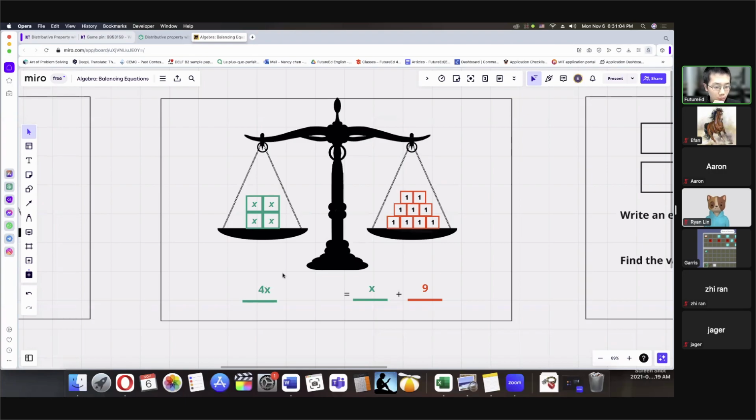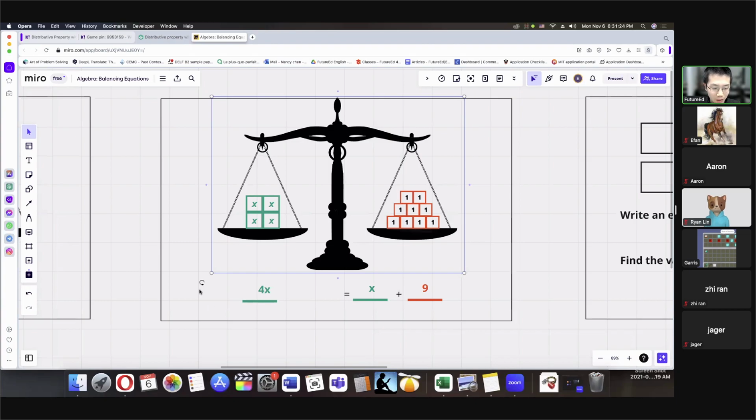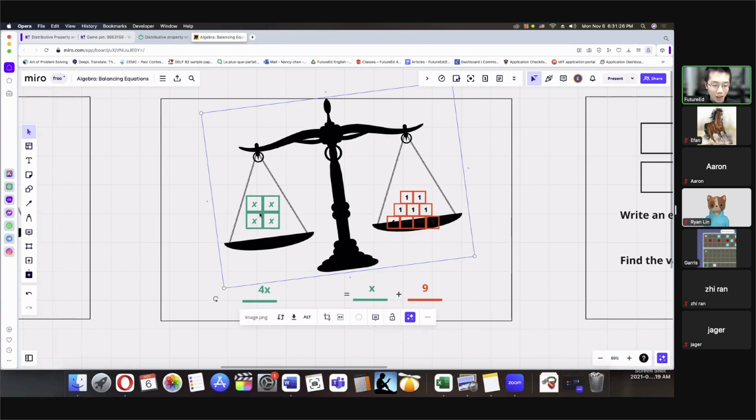Boom, it's gone. But oh no, the scale's tipping. You see the scale's tipping? Actually it should be tipping this way because I got rid of one x on the right side, but you just took a weight off on the right side. So now the left side is heavier. What do I have to do on the left side to counterbalance what I just did?